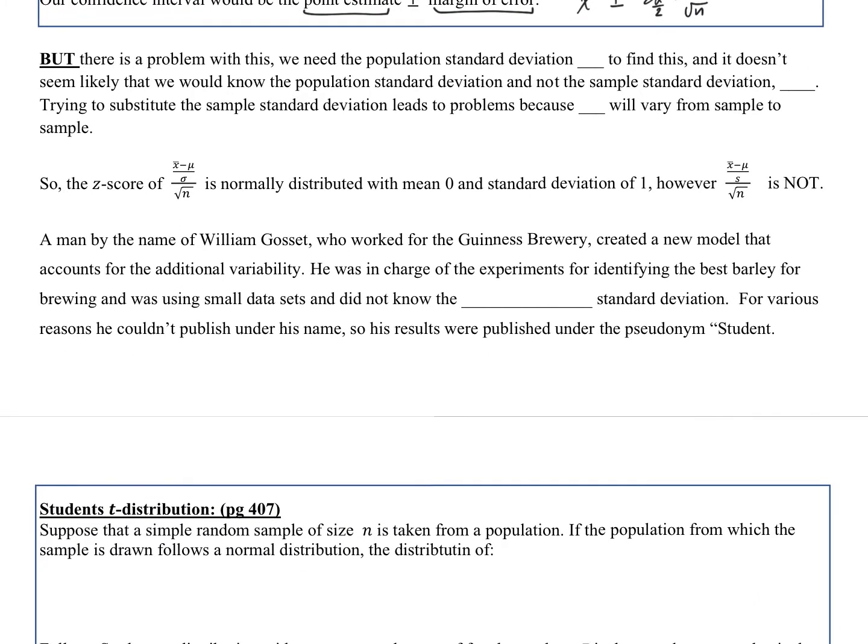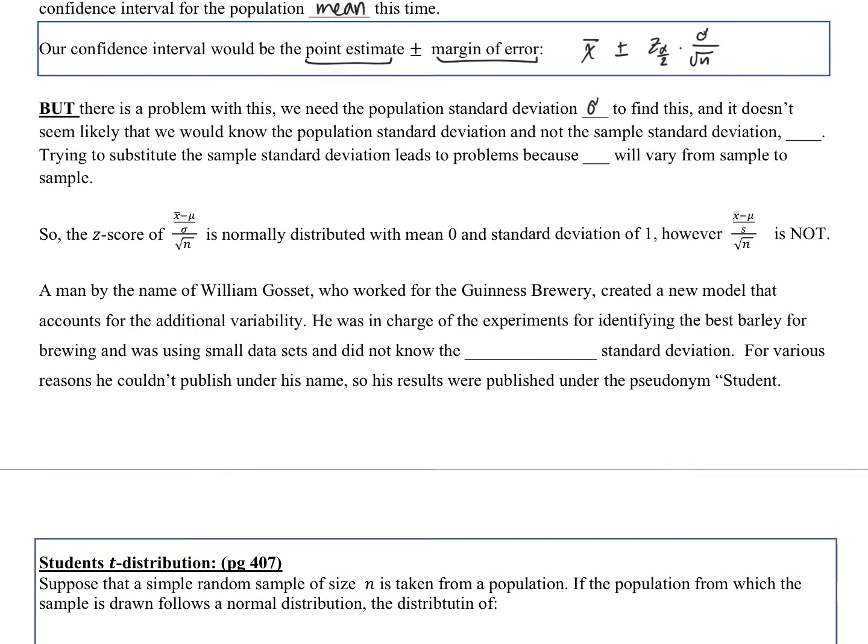But there's a problem with this. We need to know the population standard deviation sigma to find this. And it doesn't seem likely that we would know the population standard deviation and not the sample standard deviation. Okay, so that is a slight problem. So trying to substitute the sample standard deviation would lead to problems because, remember, our sample standard deviation s will vary from sample to sample, so we can't just swap it in if we don't know what the population standard deviation is.